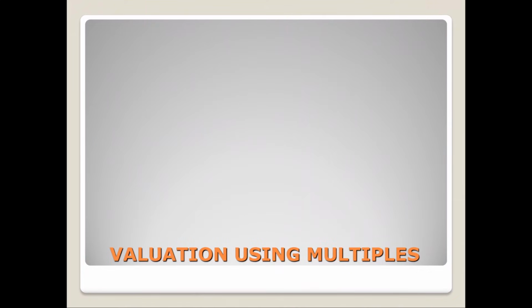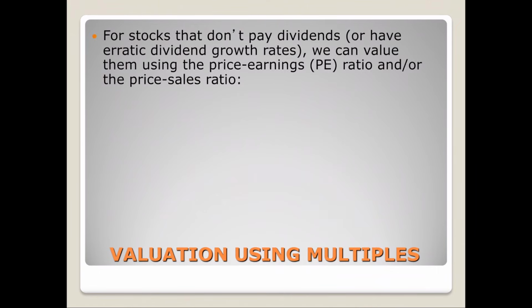Now, what if we have companies that don't have dividends, or their dividends are sporadic and we cannot apply one of those growth assumptions? Well, what you can do is use a method called valuation using multiples. So for stocks that don't pay dividends or have this erratic dividend growth rate, so we cannot apply a zero growth, a constant growth, or a non-constant growth where they eventually settle into constant, we can value them using the price to earnings ratio or the price to sales ratio.